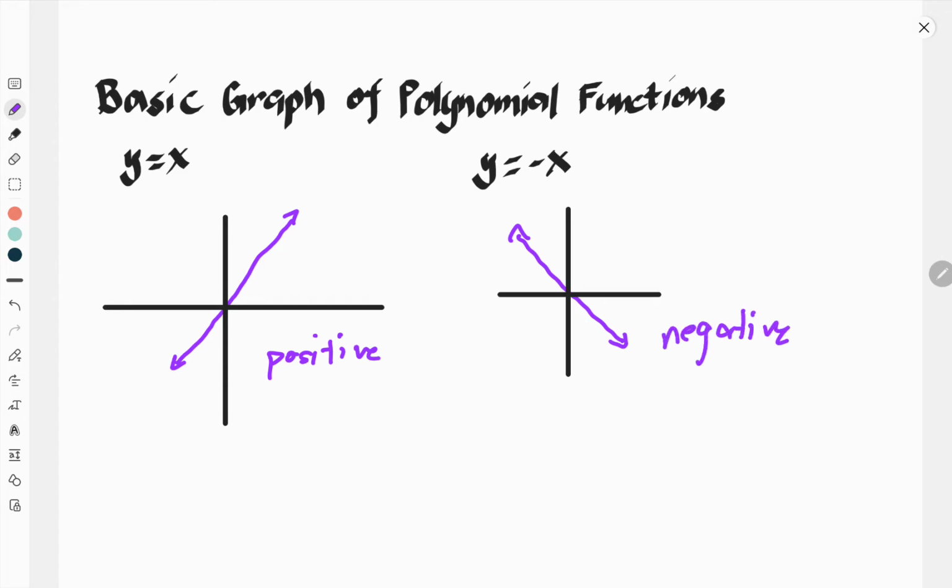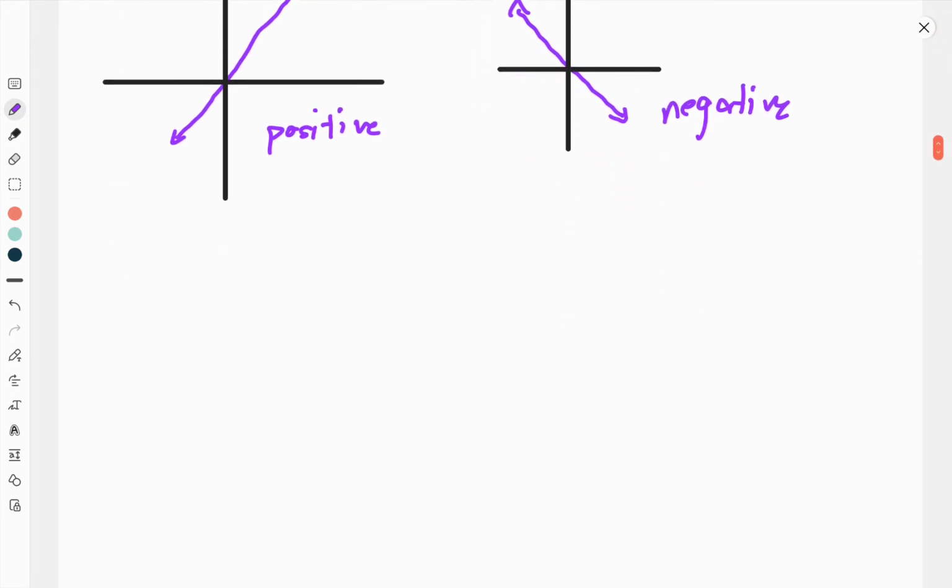As you can see, the leading coefficient is positive in one and negative in the other. So this is positive and this is negative. That is one of the basic graphs of polynomial functions. Let's go to quadratic.